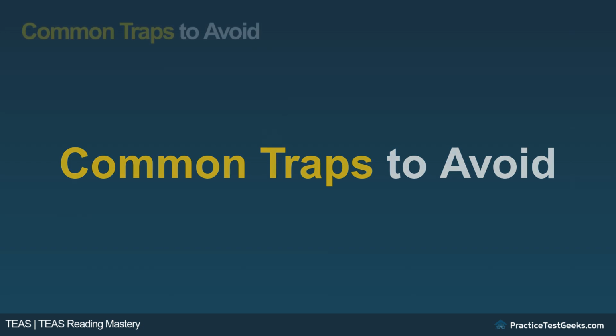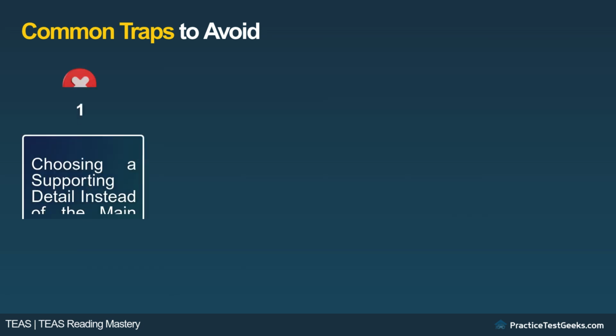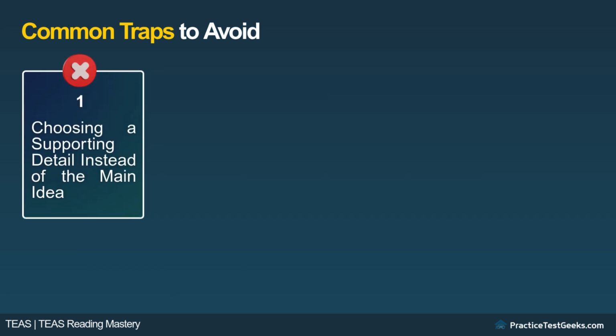Common traps to avoid. Now let's go over a few common traps that show up in TEAS reading questions and how to avoid them. Trap number 1. Choosing a supporting detail instead of the main idea. Just because a sentence includes a statistic, a name, or a bold fact doesn't mean it's the main idea. Ask yourself, is this the central message, or just one piece of evidence? If it's only part of the picture, it's not the main idea.